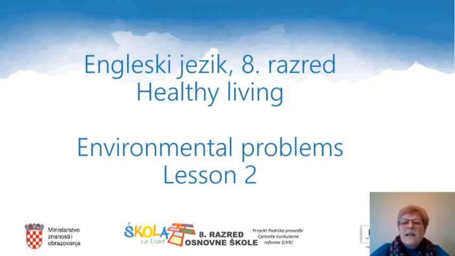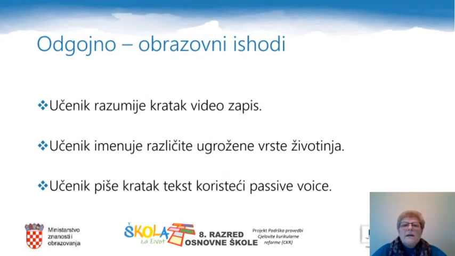Today's topic is healthy living, and this is the second lesson about environmental problems. By the end of the lesson, you will be able to understand a short video about rhinoceroses and name different endangered species. The grammar part of the lesson will be the passive voice in different tenses. So, you will also be able to write your own short text about some endangered animals, using both active and passive voice in different tenses.